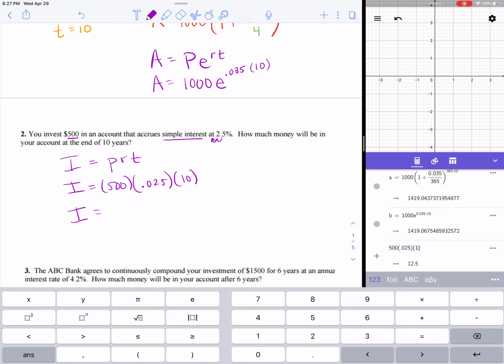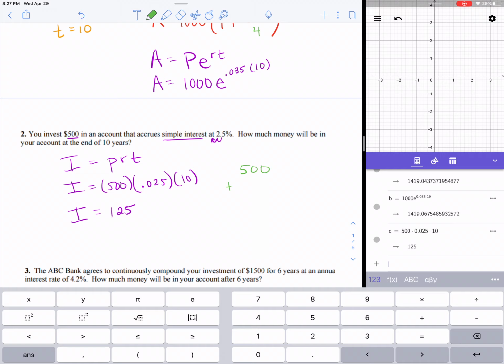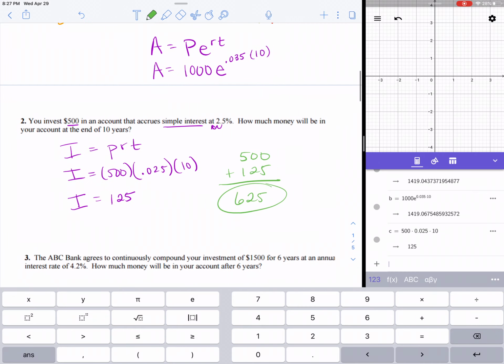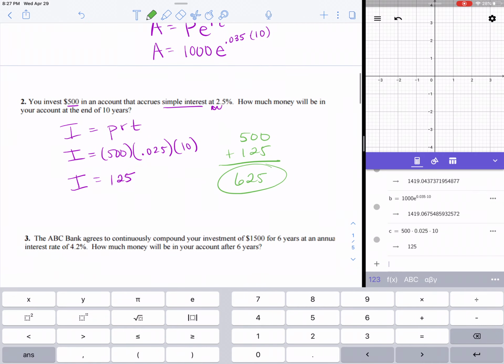And then you get $125 interest in those 10 years. So how much will be in the account at the end of the 10 years? Well, you still have that $500 you started with plus the $125 interest, and you get $625. So with the compound interest formula, you don't have to add the interest onto the principal. The formula does that for you. It compounds it. It adds the interest on any number of times based on n.